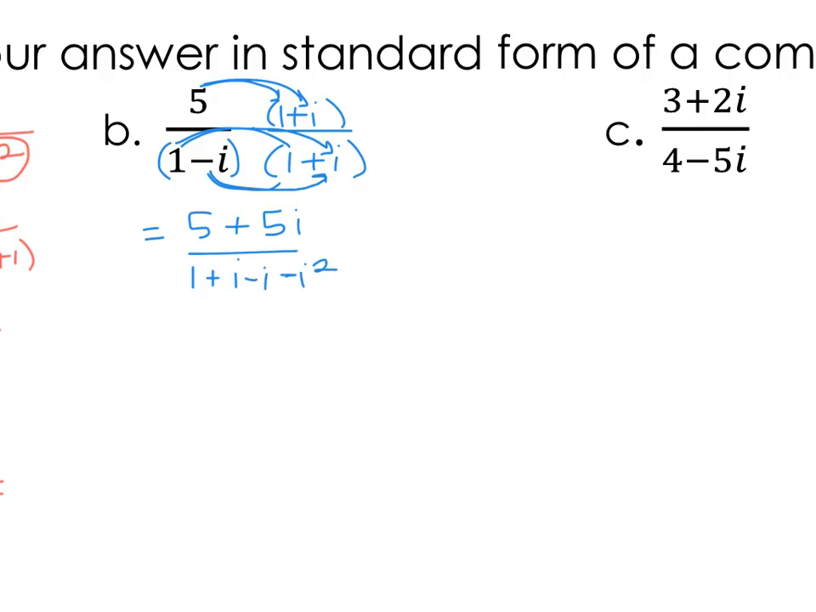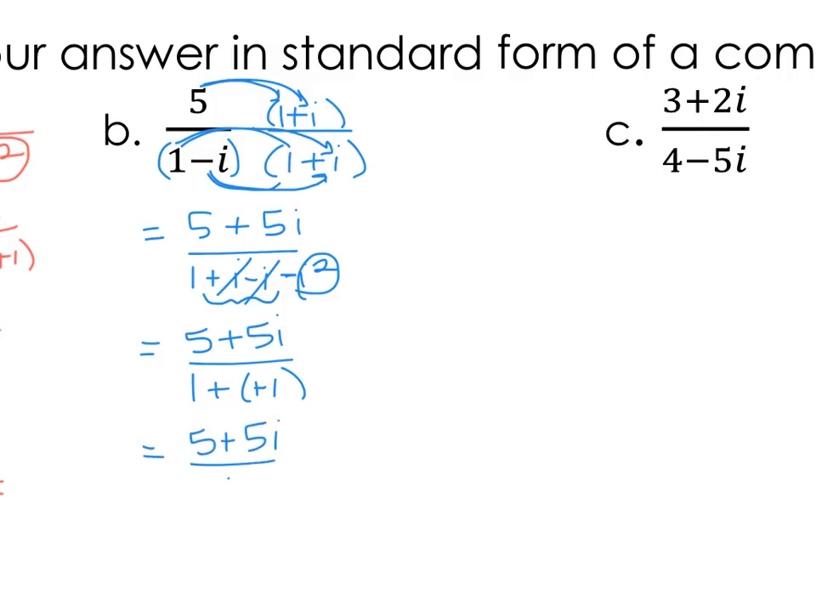Now we can simplify in the denominator just like we did up above when we FOILed. Positive i and negative i are going to cancel out, and i squared equals negative 1. This gives us 5 plus 5i over 1 minus negative 1, which is 1 plus 1. And that gives us a denominator of 2. When you multiply by the conjugate, notice what happened. Our i's went away in the denominator.